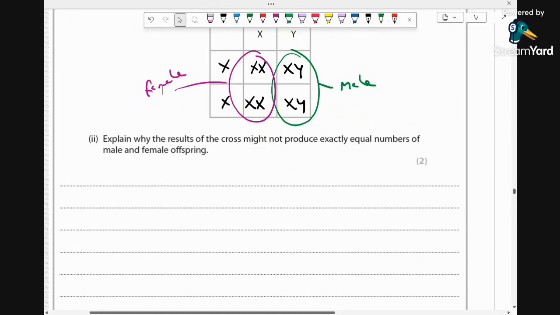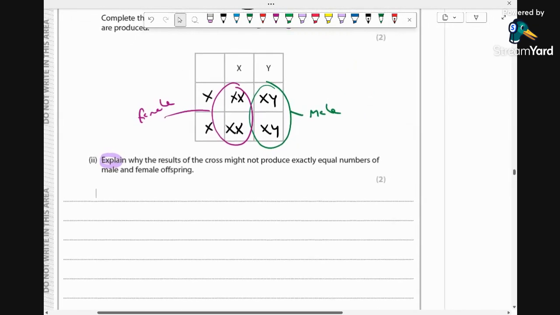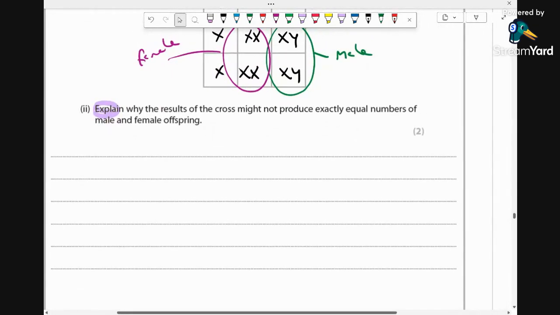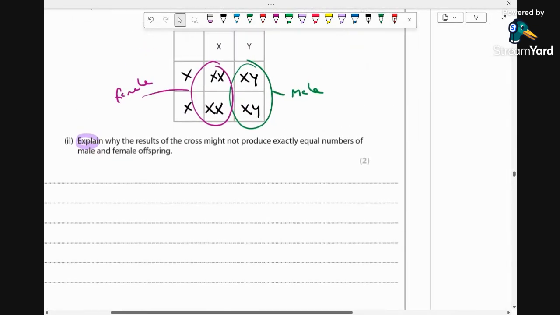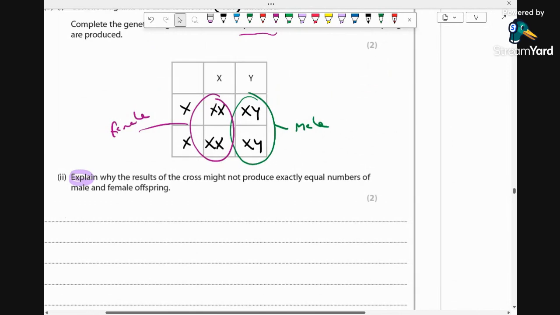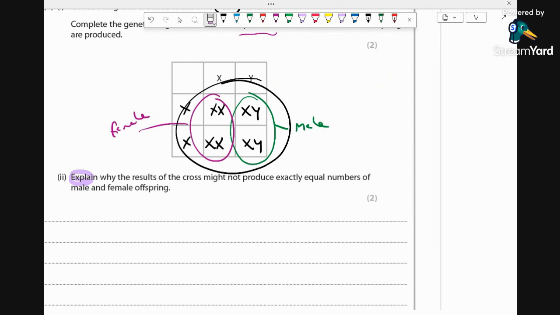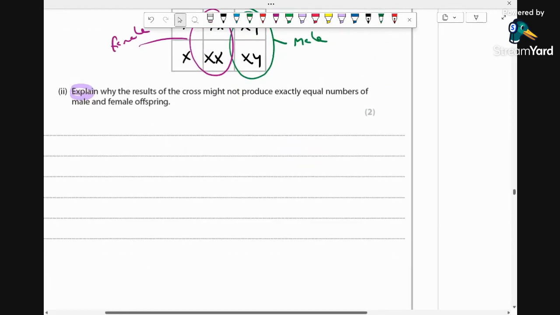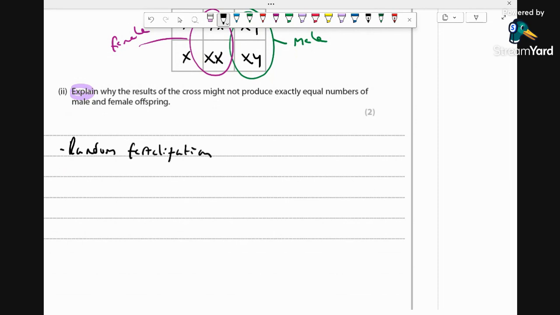Explain why the results of the cross might not produce exactly equal quantities. So this is about, okay, well, what happens during fertilization? And of course, it's random, right? So exactly which of these 4 outcomes you get is completely random each time a mating happens. Okay, so we have random fertilization of gametes.